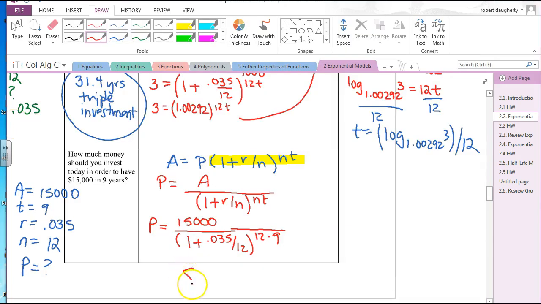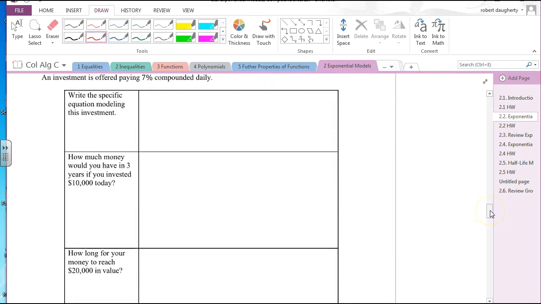So this is 10,951.90, the amount of money I need to invest today in order to have 15,000 in 9 years. Okay? So again, you will be given the formula. The knowledge you bring to this party is what each of these elements is and how to use the calculator to solve for those. Okay? Let's look at another example.